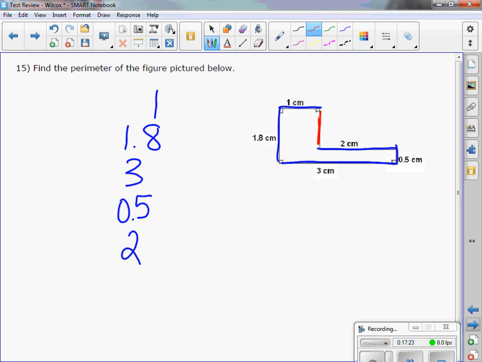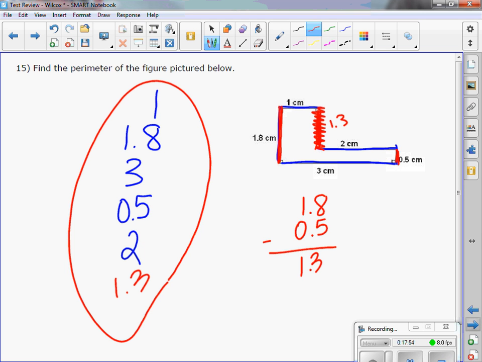There's a value we have not found yet. They did not give us that information for that length, but we can figure it out. If we know this whole side has to be 1.8, and this piece over here is already 1/2, I can subtract to find what this remaining side must be. So 1.8 minus 0.5 is 1.3. Now I have all the values to add up to find the perimeter of the whole composite figure. When you add that up, you get a total answer of 9.6 centimeters.